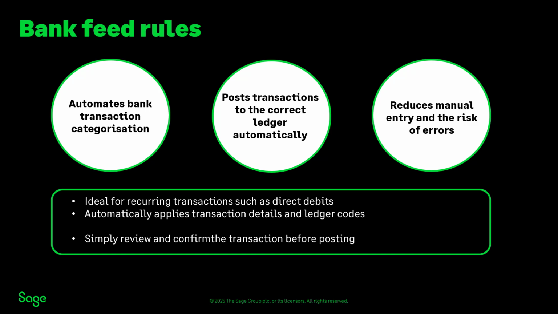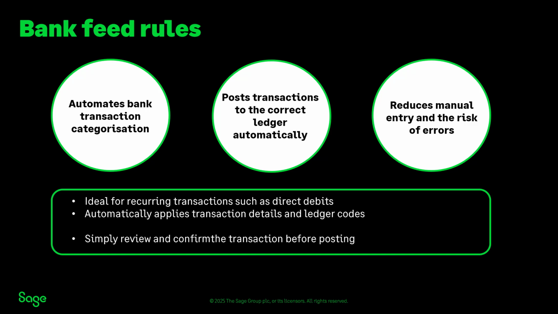So bank feed rules help automate the processing and categorization of bank transactions. By setting specific criteria, Sage can automatically apply the correct ledger codes and transaction details when matching transactions are imported from your bank feed. This helps reduce manual data entry, improves consistency, and minimizes the risk of errors. And bank rules are especially useful for recurring transactions such as direct debits, subscriptions, fuel purchases, or regular supplier payments where the same information is used repeatedly.